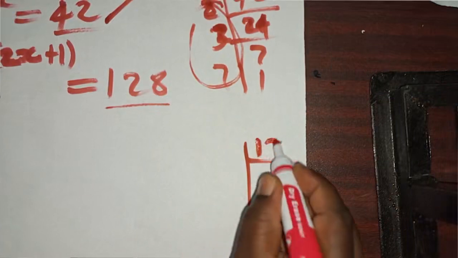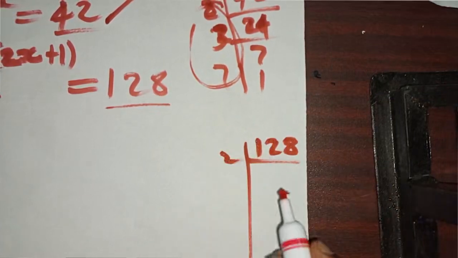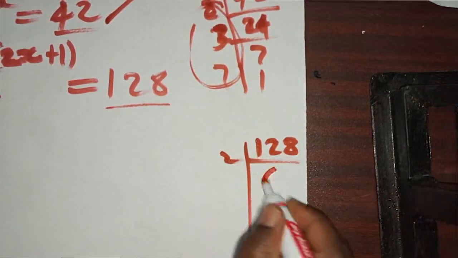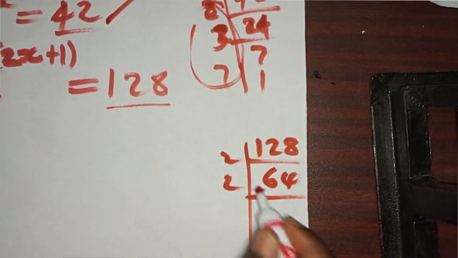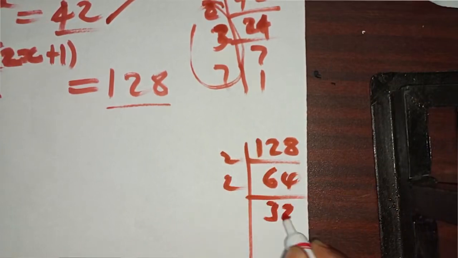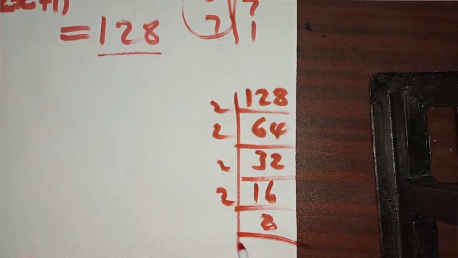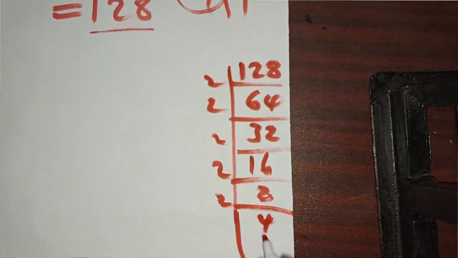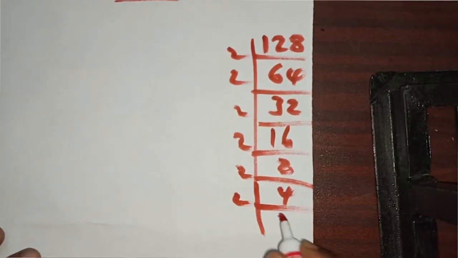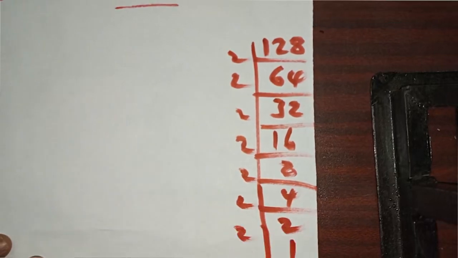Now, if you look at 128, we can express that one in base 2, which is this base here. So we have 128 divided by 2, we have 64, 2 there, 32, 2 there, we have 16, 2 there, we have 8, then 2 there, 4, then 2 there, 2, 2 there, 1. Now, how many 2's do we have?